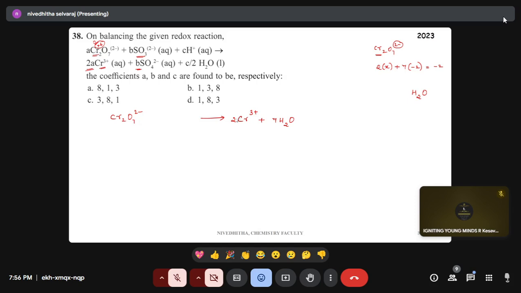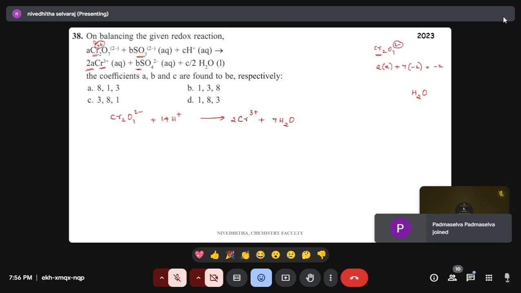So totally we have 14 hydrogens in the product side, so in reactant side also I have to add 14 hydrogens. Here hydrogen has to be added through H plus ions. So totally I have to add 14 H plus ions in the reactant side. So main atom is balanced, oxygen is balanced, and now hydrogen is also balanced. Now we have to balance the charge.